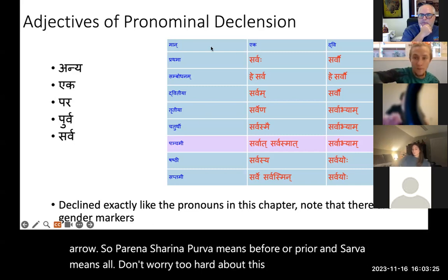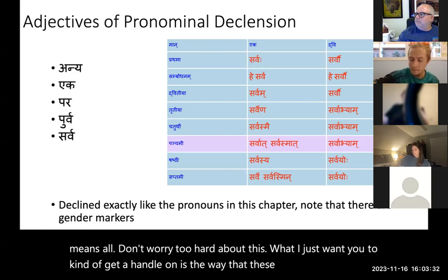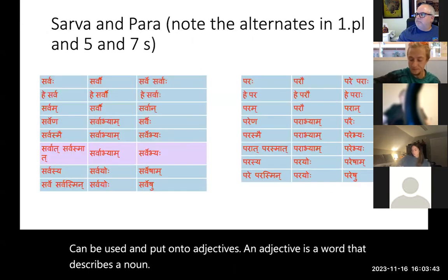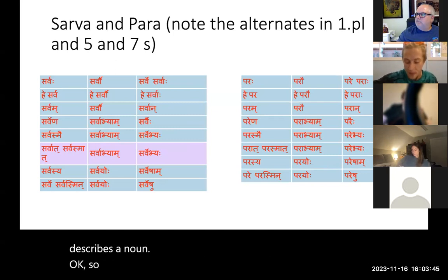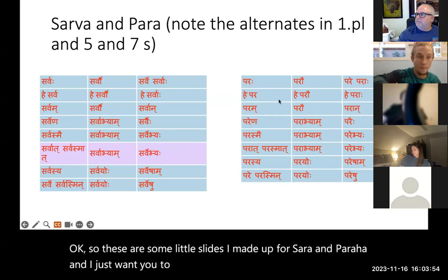What I just want you to get a handle on is the way that these pronominal endings can be used and put onto adjectives. An adjective is a word that describes a noun. Okay. So these are some little slides I made up for sarva and para. And I just want you to note that these are pretty similar.